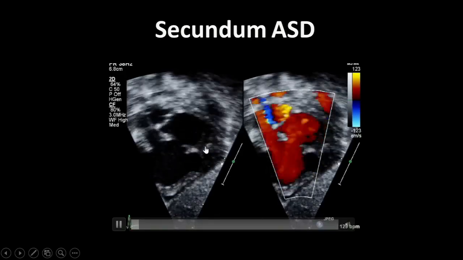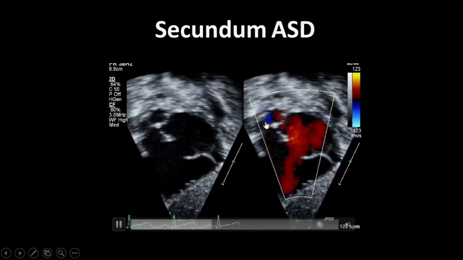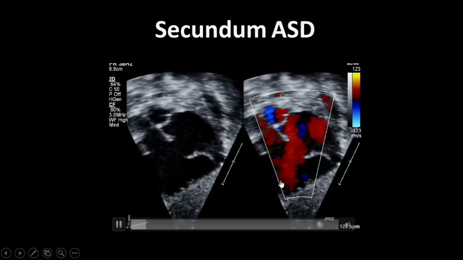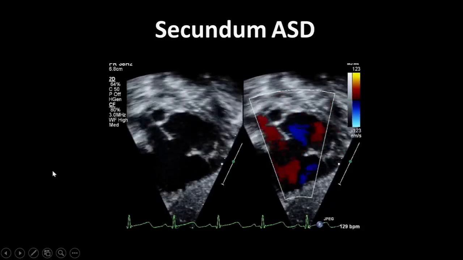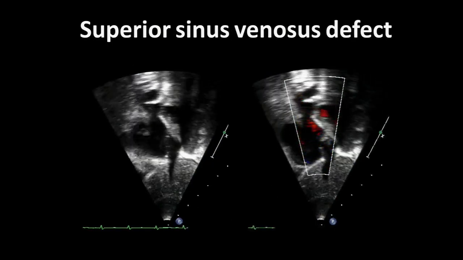Secundum ASD, subcostal view again, left atrium, right atrium, medium-sized defect. You can see the left to right flow across that. I think that's pretty straightforward for most of you. You can just compare and contrast that to this.